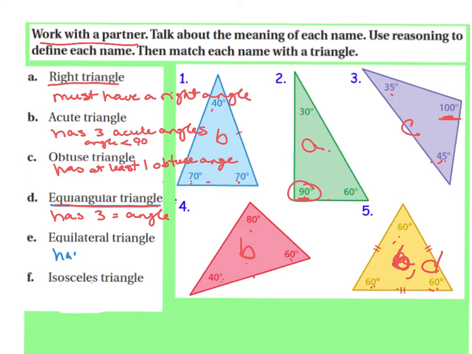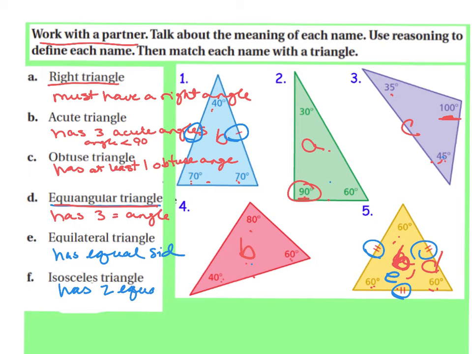Equilateral has 3 equal sides. And you're going to know because right here, again, we have a little dash there and a little dash there. None on 2, none on 3, none on 4. Here we have all 3. So this is also E, which is an equilateral triangle. Isosceles triangle has 2 equal sides. And since we already said letter A, or number 1, sorry, has 2 equal sides, that's also letter F.